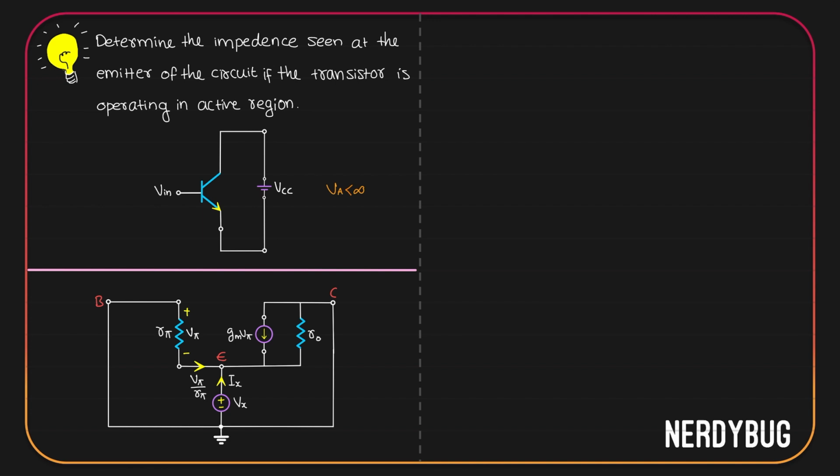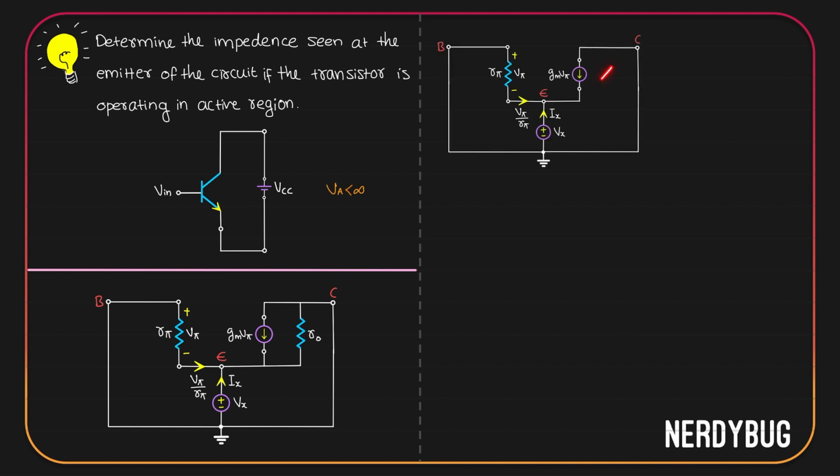Watch carefully. I am going to teach you a smart way to do this. Earlier, when we did not consider early effect, our small signal model looked like this. There is no R naught. After finding the Thevenin resistance, we drew an equivalent circuit like this. We said that when Vx is connected between the emitter and collector, the circuit behaves as if it has a resistance 1 by Gm across emitter and collector.